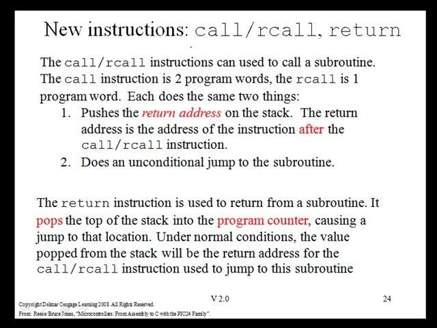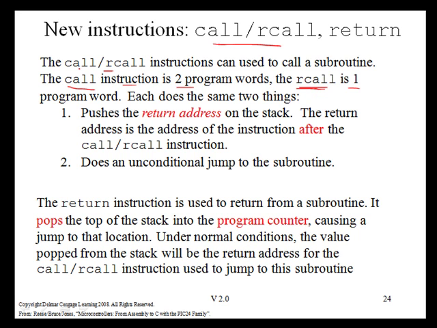Let's talk about some new instructions. We're first going to discuss call and rcall. The R stands for relative call. These can be used to call a subroutine. The call instruction is 2 program words, while the relative call is 1 program word. The call can call a subroutine located anywhere in program memory, while the rcall is limited as to how far away the subroutine can be located from the rcall instruction. This is similar to the difference between the goto instruction that was 2 words and could jump anywhere in memory, and the branch always instruction that was only 1 word but had a limited branch distance.